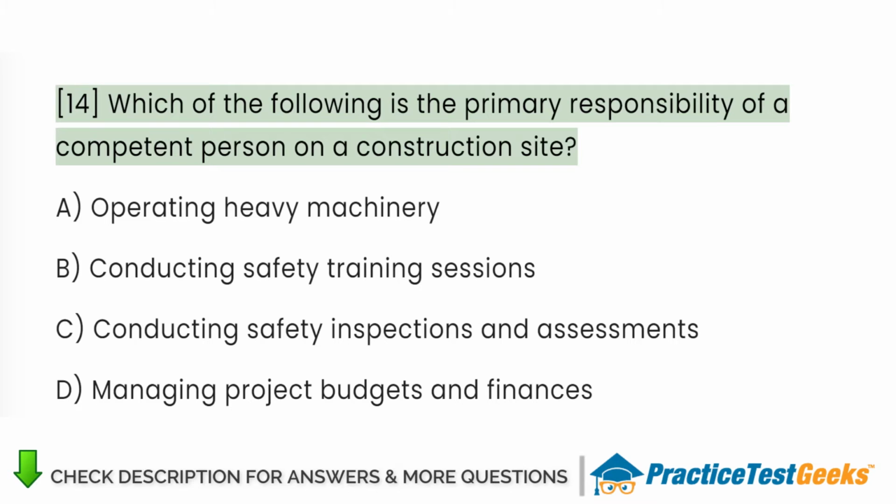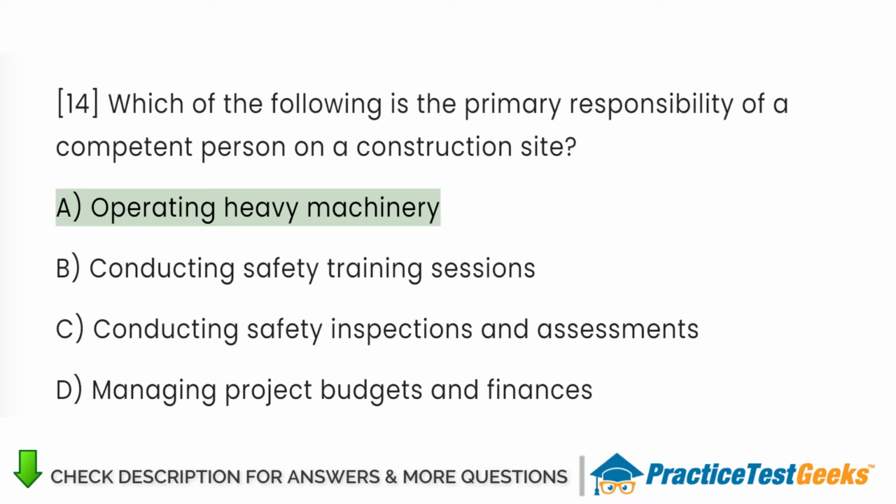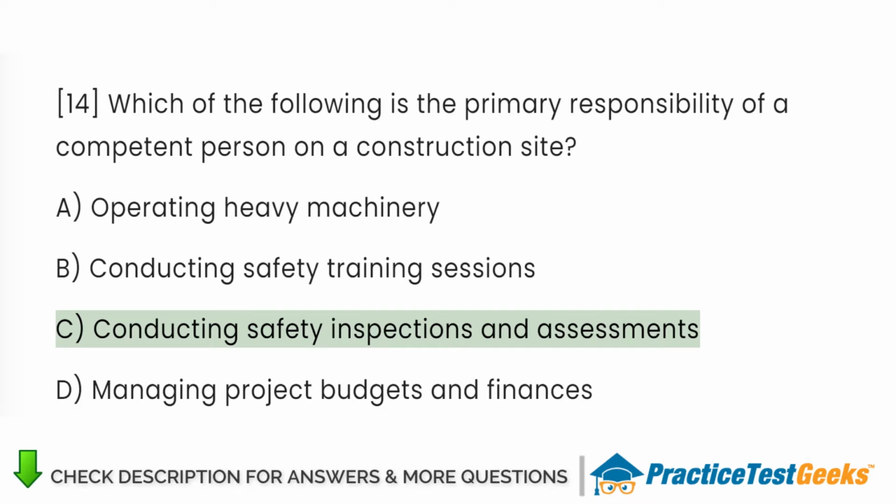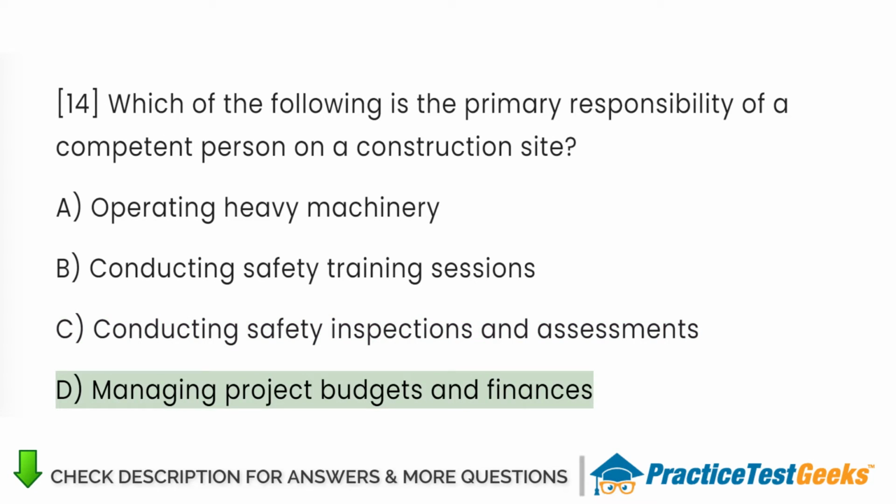Which of the following is the primary responsibility of a competent person on a construction site? A. Operating heavy machinery. B. Conducting safety training sessions. C. Conducting safety inspections and assessments. D. Managing project budgets and finances.